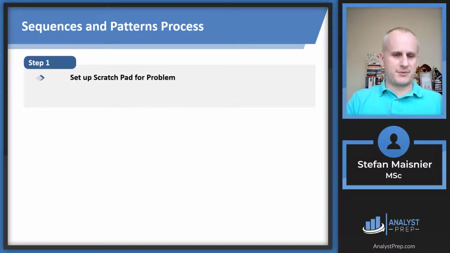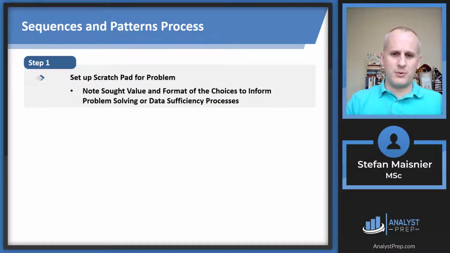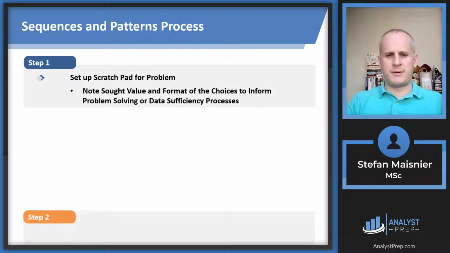Step one, set up the scratchpad for the problem. As always, note the sought value and the format of the choices to inform your processes. If I'm being asked for a specific value, there has to be a way to do it logically. If I'm not being asked for a specific value, I need to think outside the box to try to figure out how to get to what they're asking for in the most efficient, logical way possible.